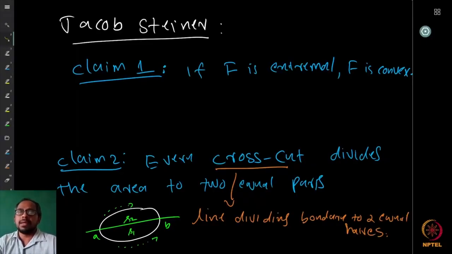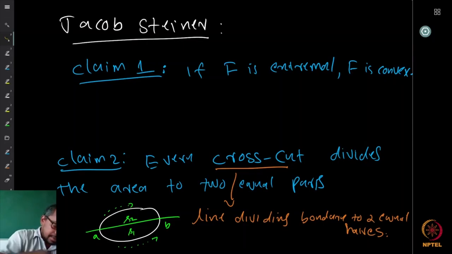Okay, so I'm going to give only hints about this. I'm not going to really do the entire proof. I want you to write down the proof. Okay? So, Steiner's argument is the following. Suppose you are talking about these extremal figures. Suppose F is an extremal figure. Now, if F is extremal, then F is a convex figure.